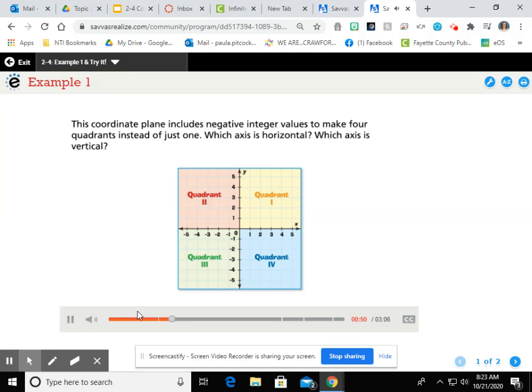Which axis is horizontal? Which axis is vertical? Okay, so think about that before they tell us. Which axis, your options are X or Y, is horizontal? Think. Which axis is vertical? Vertical means up and down. Horizontal is like the horizon, it's flat. Vertical is up and down. Let's see what they say. See if you're right.